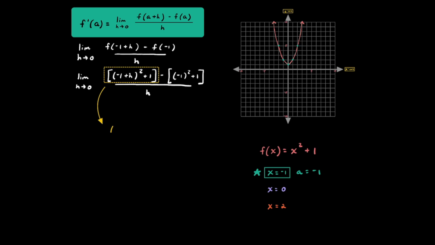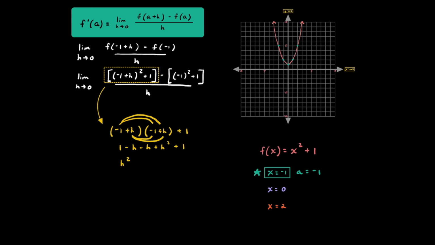Somewhere on the side of your paper here, you should expand this so that we can simplify. We have negative 1 plus h times negative 1 plus h plus 1. Distributing here, we have negative 1 times negative 1, which is positive 1. Negative 1 times h is going to be negative h, and h times negative 1 is going to be a negative h, and h times h is going to be h squared. And we still have a plus 1 here.